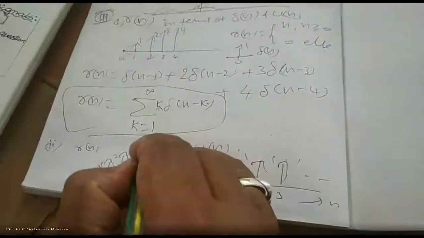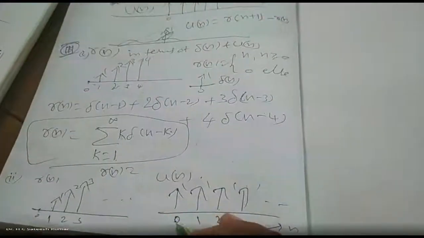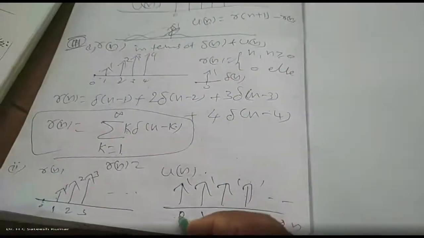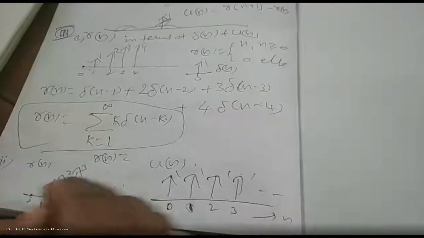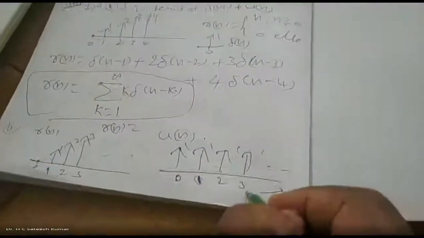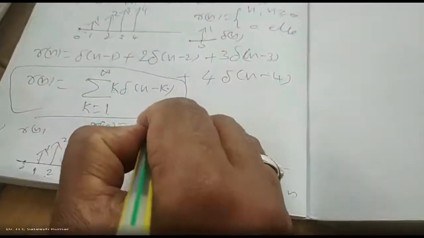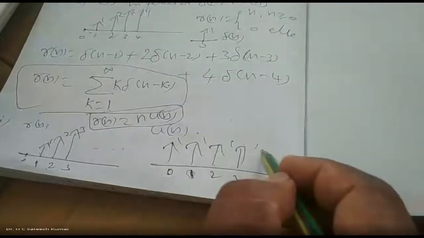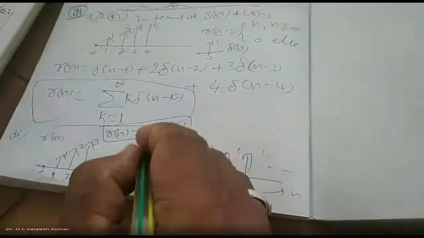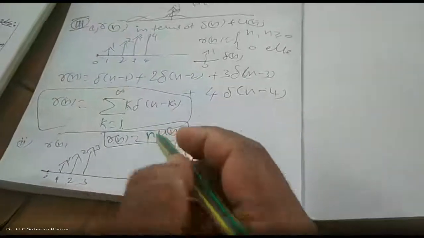R of n can be written as follows. Whatever the n is, that is the amplitude. If n is 0, the amplitude becomes 0. When n is 1, it becomes 1, n is 2, it becomes 2, n is 3, it becomes 3. Therefore, r of n is equal to n into u of n. You just multiply it, and that decides the amplitude. In u of n it is constant, while in r of n it is increasing, taking whatever value n has. That's how we should relate them.